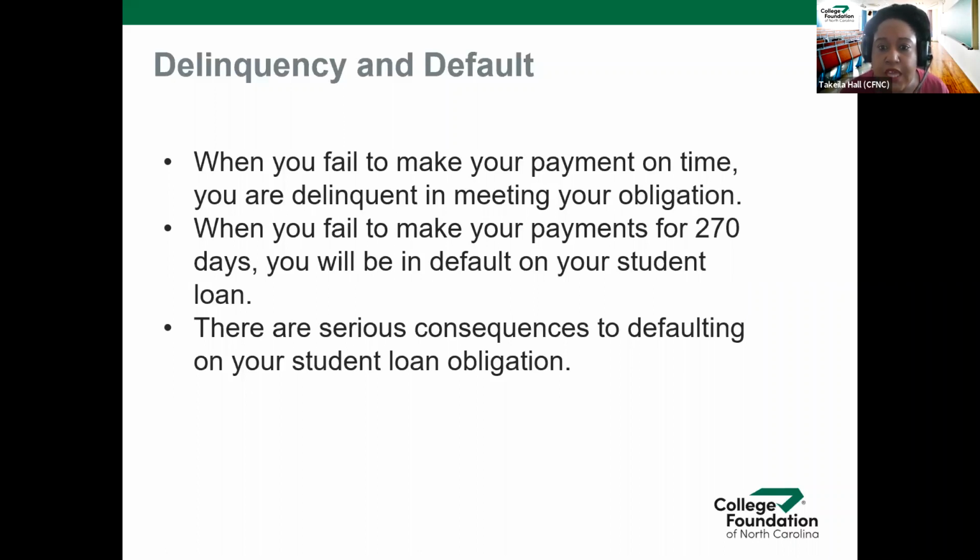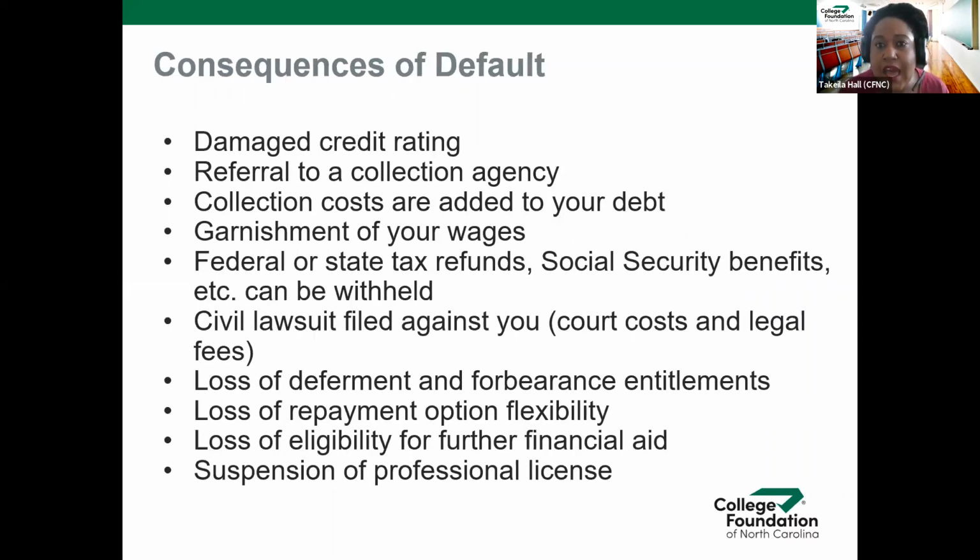There are serious consequences that go along with defaulting on your student loan obligation, and we're going to talk about that. Here are some of the consequences of default. Your credit rating could be damaged. You can be referred to a collection agency. Collection costs are added to your debt.